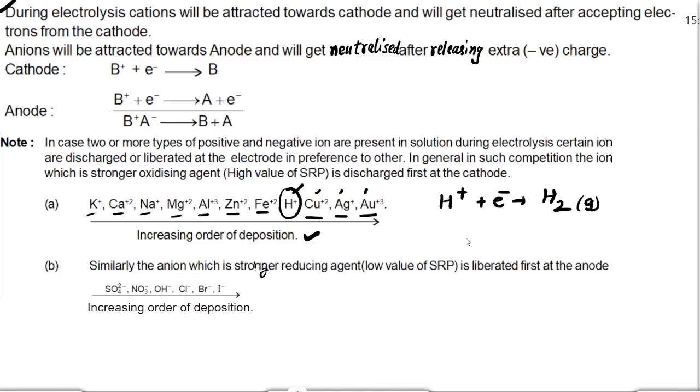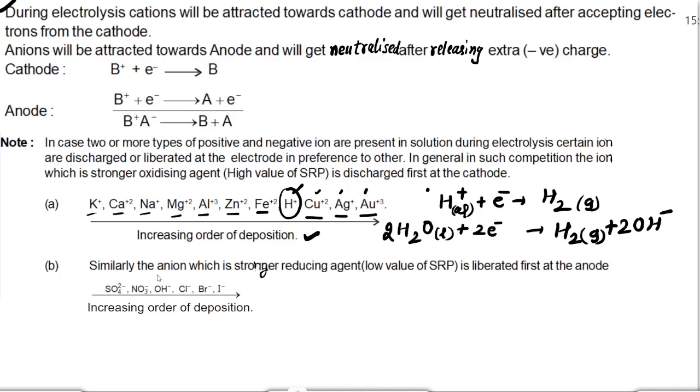But H plus ions are in very little amount, so overall we will write it as H2O liquid plus electron to give H2 gas plus 2OH negative. In this way we will write this reaction. Why is it so? Because in aqueous solution H plus concentration is very less.